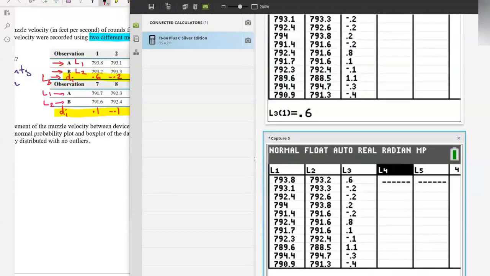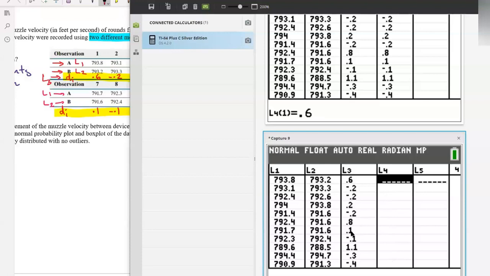And then here, use second 1 minus second 2. So I have this. I have the same thing because I repeated this part. I'm going to remove this L4. So I'm clearing L4. Okay, so we have this.